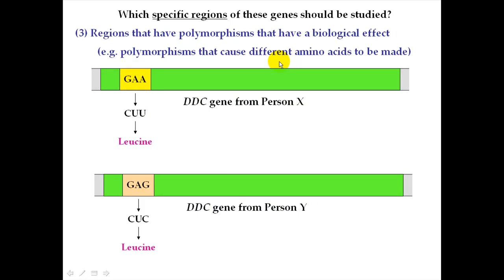So what we've just done is that we've listed several criteria, three criteria, that would give a gene region a lot of potential as far as possibly influencing smoking behavior. So what we're going to be asked to do is apply that information.